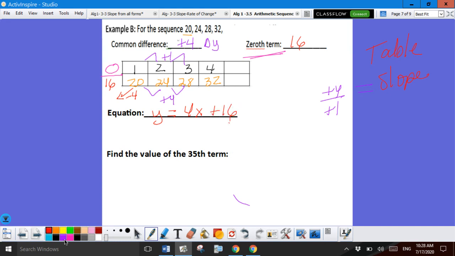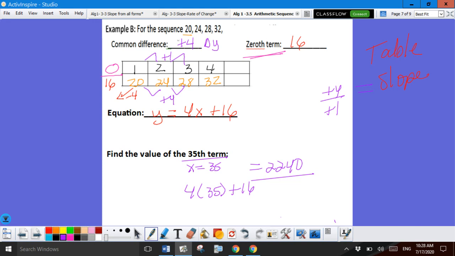That is my equation. And it wants the 35th term. So that's telling me x equals 35. So let's substitute. 4 times 35 plus 16. So 4 times 35 plus 16 is going to run me to 2240, and I'm done.